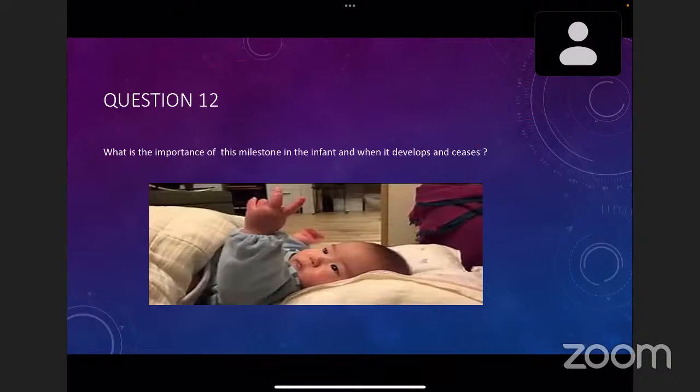Towards the question, what is the importance of this milestone in the infant? Time is running, so we will complete as soon as possible. What is the importance of this milestone in the infant and when does it develop? I said at the age of 12 weeks the hand opens up. The fisting, because of universal flexion, opens up, the child's hand gets opened, and now the child will see the hand. This phenomenon is known as hand regard.